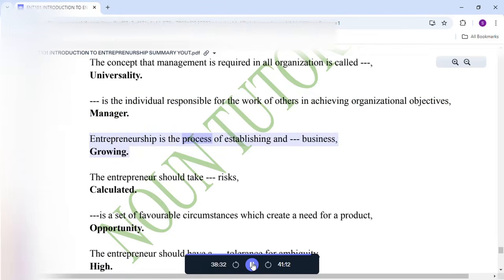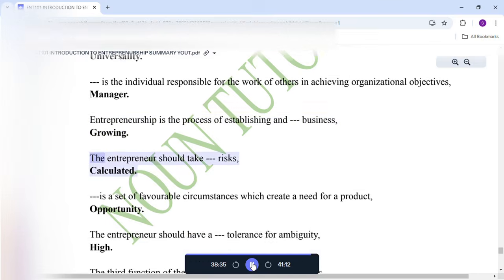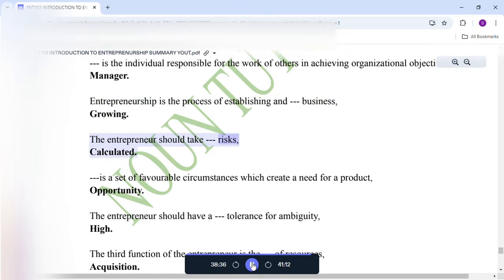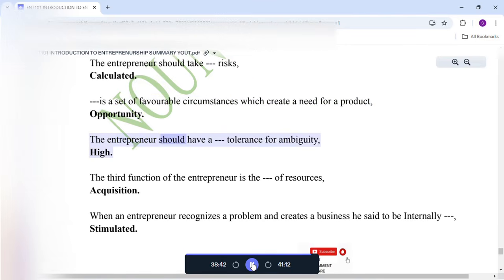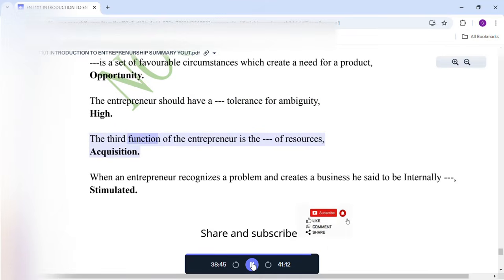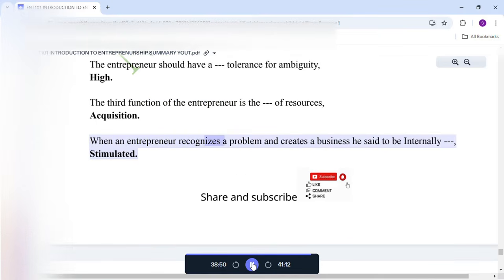Entrepreneurship is the process of establishing and growing a business. The entrepreneur should take calculated risks. An opportunity is a set of favorable circumstances which create a need for a product. The entrepreneur should have a high tolerance for ambiguity. The third function of the entrepreneur is the acquisition of resources. When an entrepreneur recognizes a problem and creates a business, he's said to be internally stimulated.